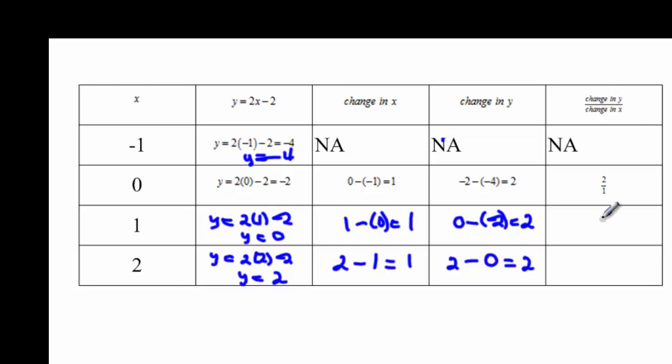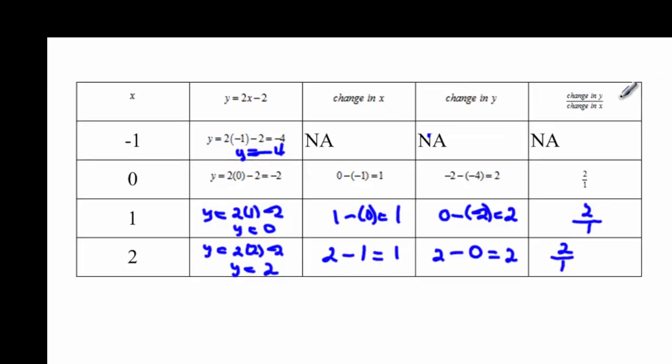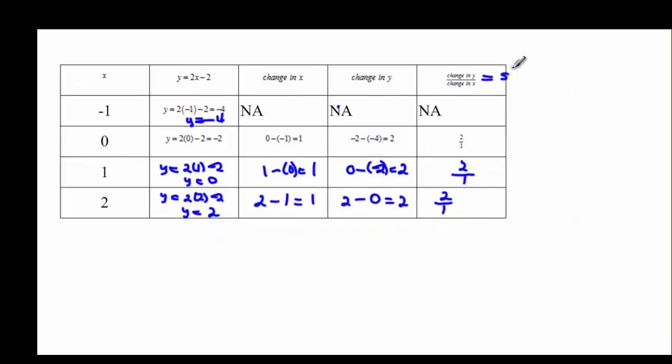So if I do the change in y, it was 2 over the change in x, which was 1. You can see every time the change in y is 2 and the change in x is 1. That's called our slope. And we often call slope m. It'll make more sense later why we call it m, but I'll just clue you in right now.